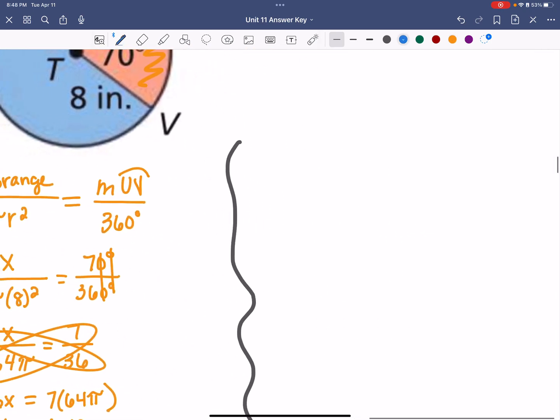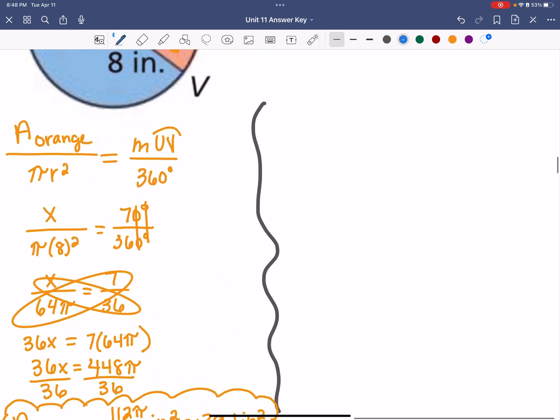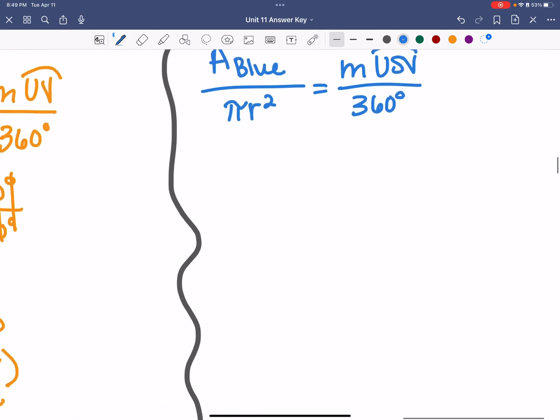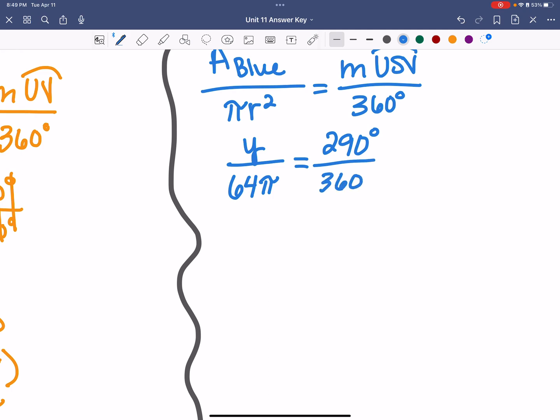Okay, so let's go ahead and focus on the blue area now. So I'm going to do the area of the blue over pi r squared. That's going to equal the measure of arc USV over 360 degrees. We don't know the area of the blue, so I'm going to name that y. I'm going to have the exact same area, so I can skip ahead there. And then I'm going to say 290 degrees, which is the arc measure of USV, over 360 degrees.